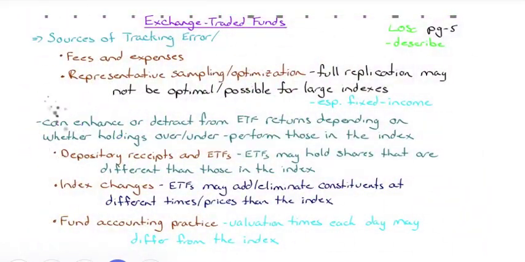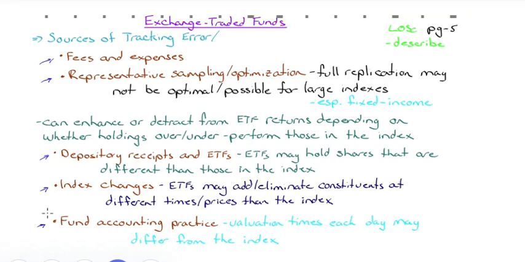Let's look at some sources of tracking error. I have 5 of them on the screen. In blue, all the points that I made in blue here are sources of tracking error. The first one, obviously, fees and expenses. If you're buying and selling the actual shares, you're not going to be able to be costless. There are transaction costs associated.